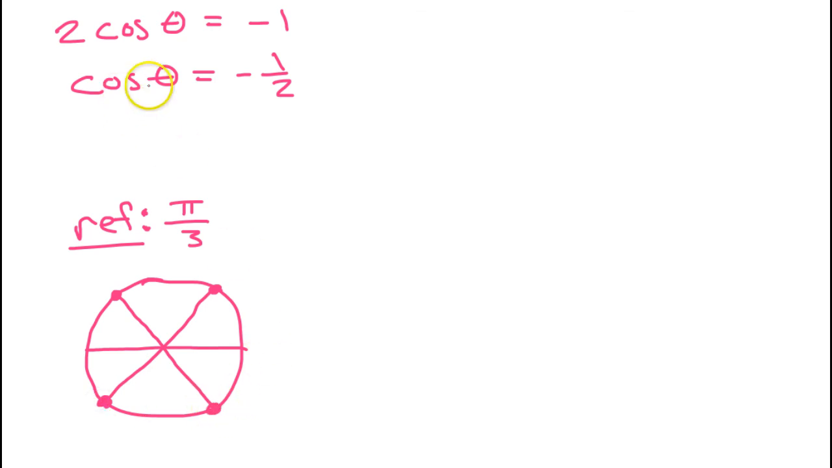We are talking about cosine. Cosine is an x value on the unit circle. X values are positive on the right-hand side and negative to the left of the y-axis. So in this case, we want cosine to equal negative 1/2. So that means these 2 angles will be solutions. So what have we got so far? So theta equals 2 pi over 3 and 4 pi over 3.